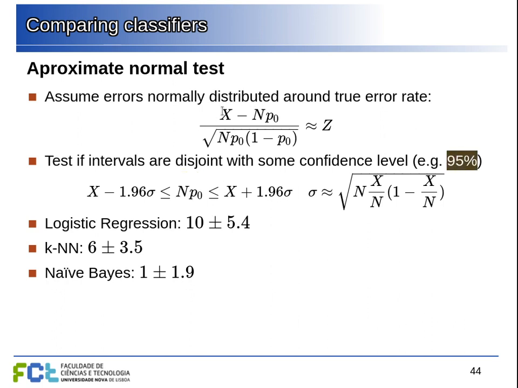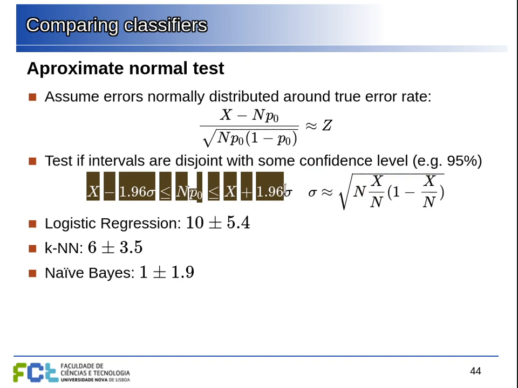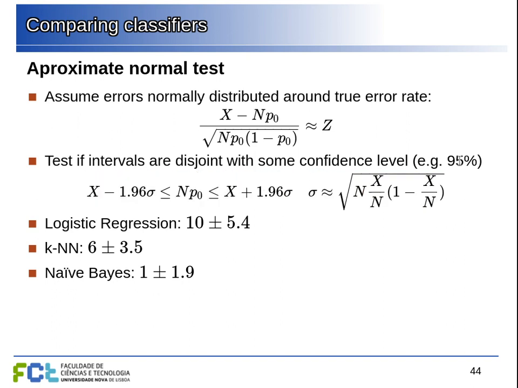So if we assume normal distribution and we want a confidence of 95%, we have to go from minus 1.96 standard deviations to plus 1.96 standard deviations. And this would be the interval where we could say with 95% confidence the true error rate should be found.